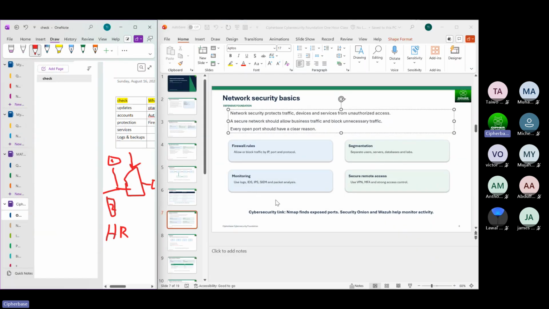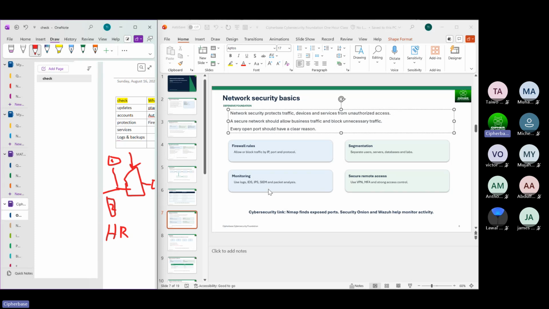Then we have monitoring. We have different tools that we use to monitor what is going on in our devices, our network, our company, and different organizations. I mentioned some of the things that we use for that: logs, IDS, IPS, SIEM, and packet analysis. All these are what we monitor to help us understand. And what are the tools? What is the software that we use security-wise to monitor? Examples are Security Onion and the Wazuh that I talked about. We use those machines to monitor this.